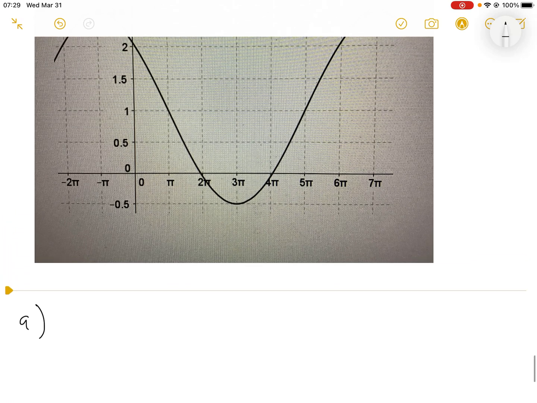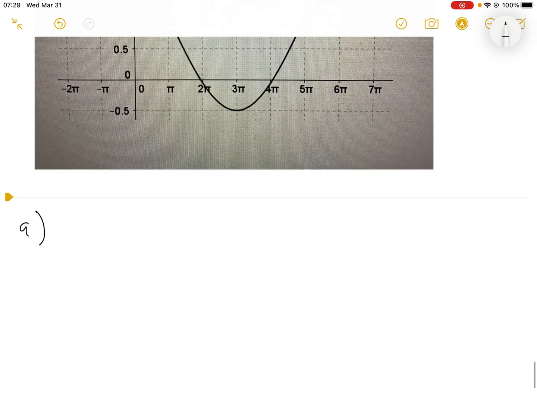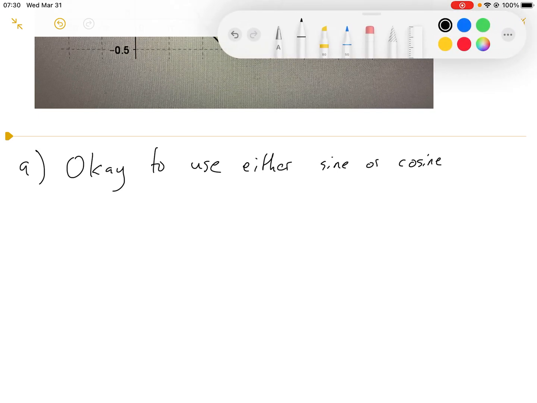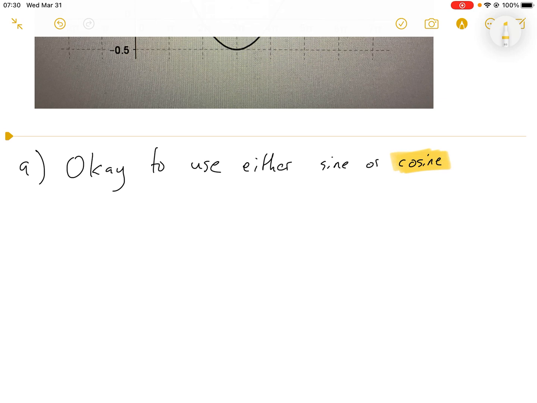So the first thing I want to point out is they both look like they're sine graphs or cosine graphs, and it's really okay to use either sine or cosine. So you can choose what you want your equation to be. You can say, I want this to be a sine graph, I want this to be a cosine graph, and then you can solve the entire problem using either one of those, because sine and cosine are really just horizontal shifts of each other.